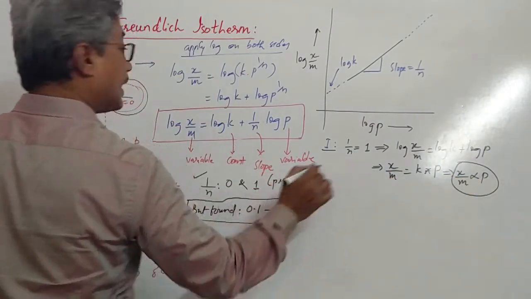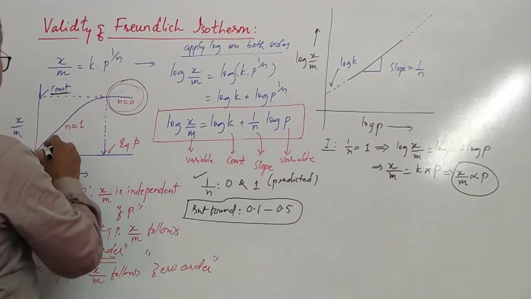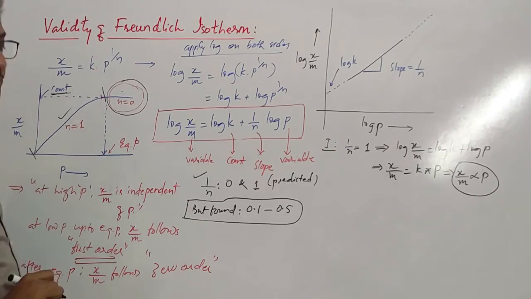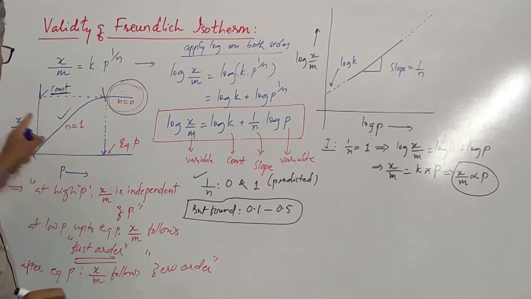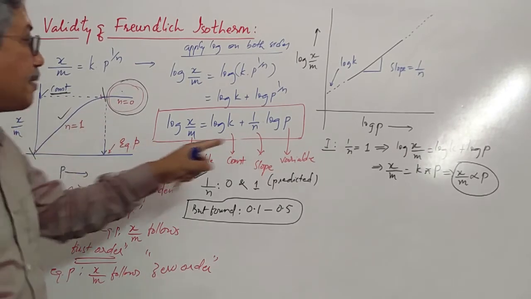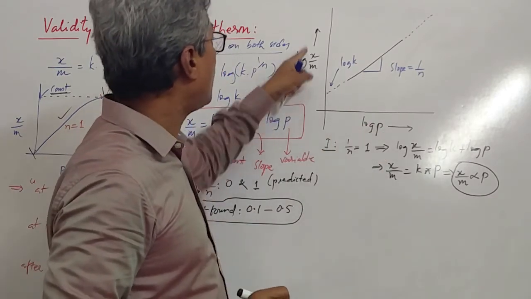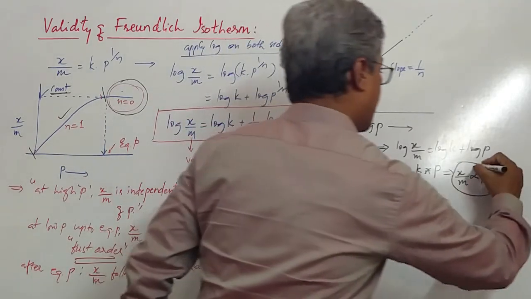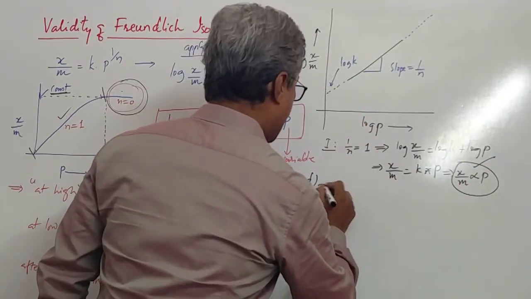It means that this equation is capable of explaining this behavior up to this stage. It explains that as pressure increases, x by m also increases. That means as log p increases, log of x by m also increases. This is correct. It holds good. Correct. But look at the second condition.